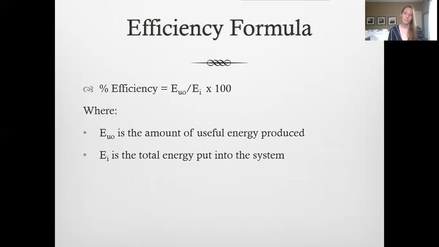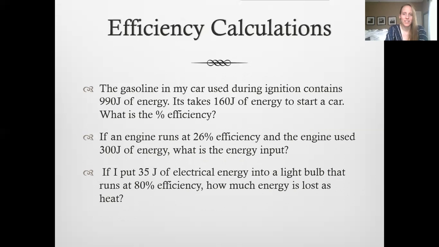So this is the formula for efficiency. The percent efficiency is the useful energy divided by the total amount of energy that was input. And then we just multiply by 100 at the end in order to convert it into a percentage. The useful energy is just the amount of energy that got put in minus whatever was wasted. Whatever was left over is used. So let's try some practice questions with this.